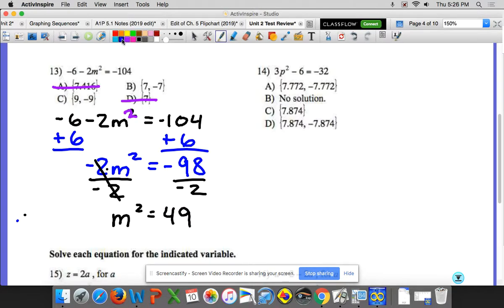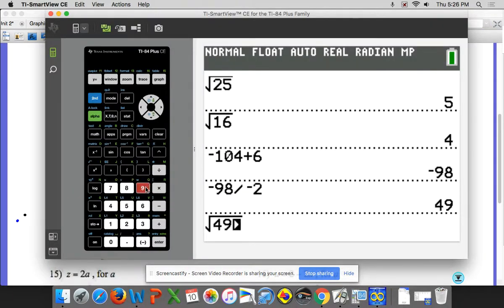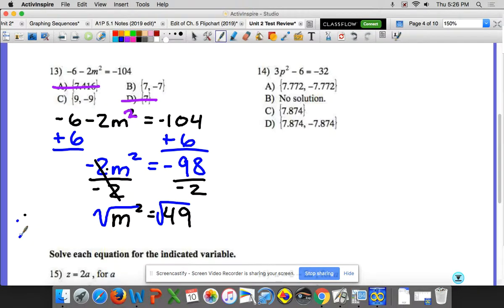Once again, if you want to get rid of that square, you have to take the square root. So you go back to your calculator, second, x squared, 49, and you get 7. But remember, it's not just 7, it's 7 and -7. So you get choice B.